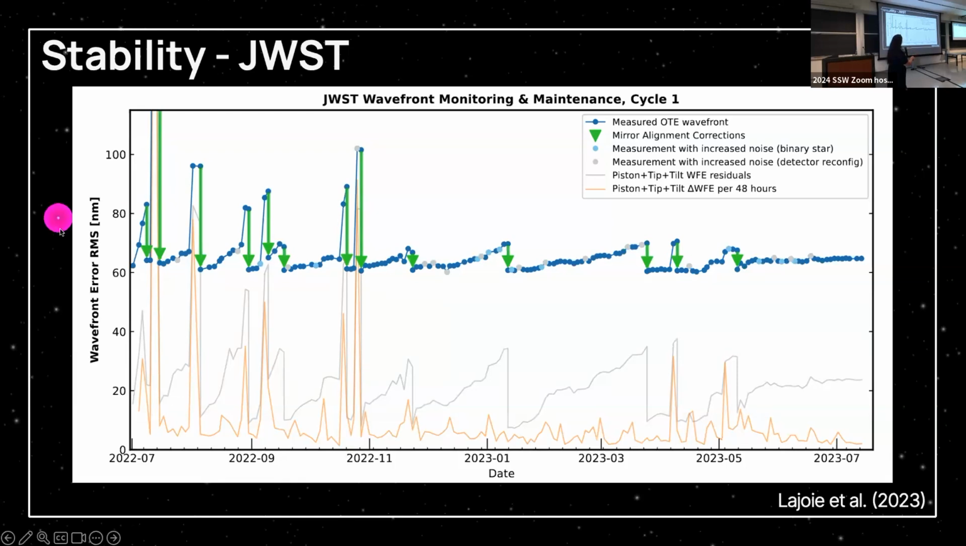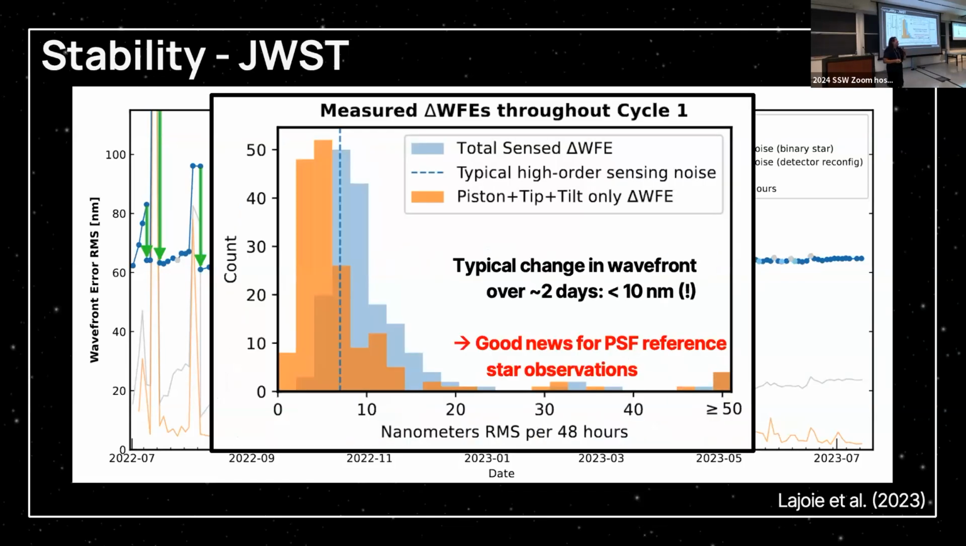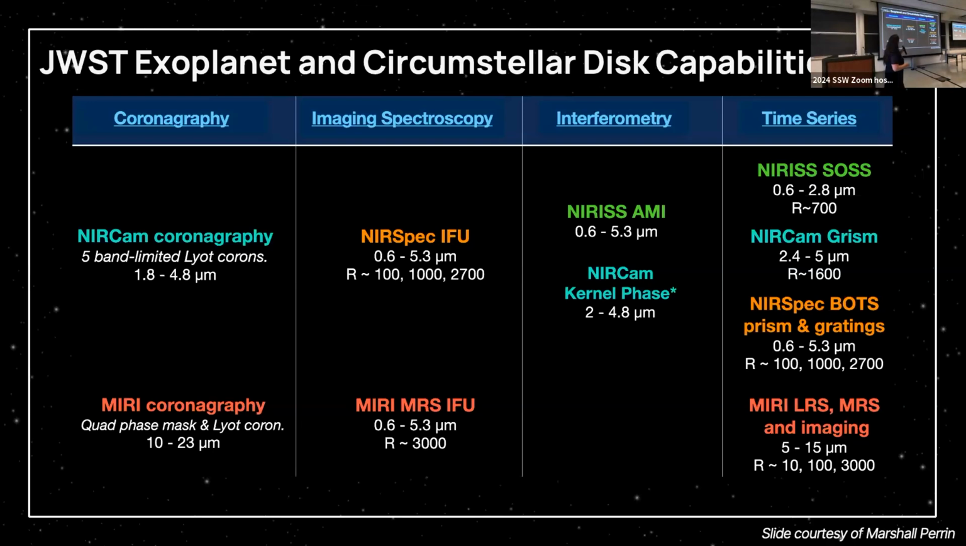But that means if your favorite science target, where you're trying to find your favorite directly imaged planet, was taken right here, you need to find a PSF that will match in time because it will be significantly distorted. The good news is that the typical change in wavefront over the course of 2 days is less than 10 nanometers. It's pretty great. That's good news for us in terms of using a library of old PSF observations that maybe were taken a year or 2 before your observations and using those to subtract the starlight from your images. Okay, so what are we contending with when we want to do high contrast imaging with JWST?